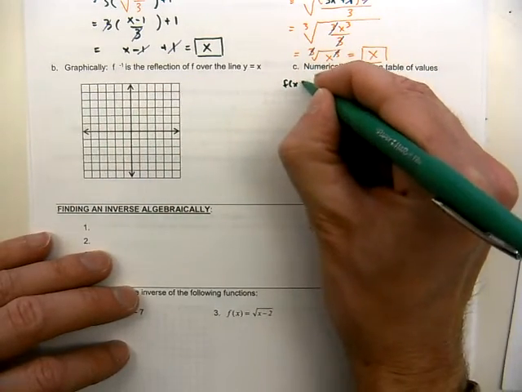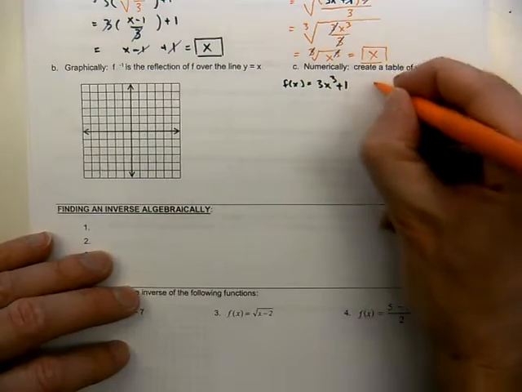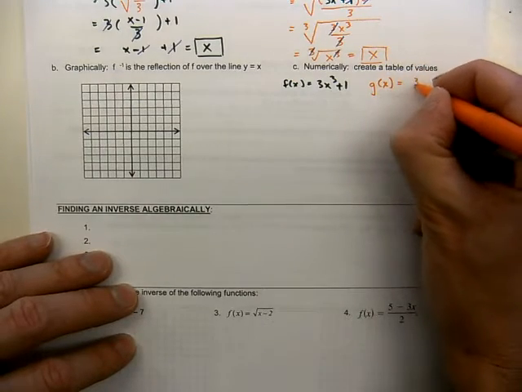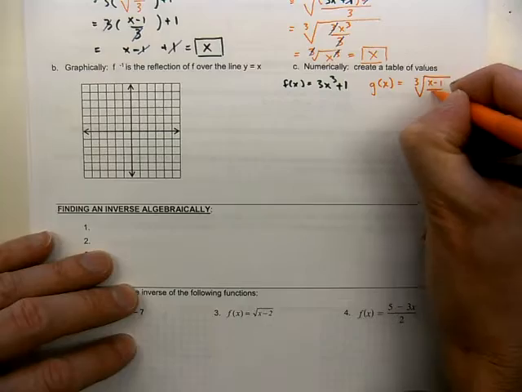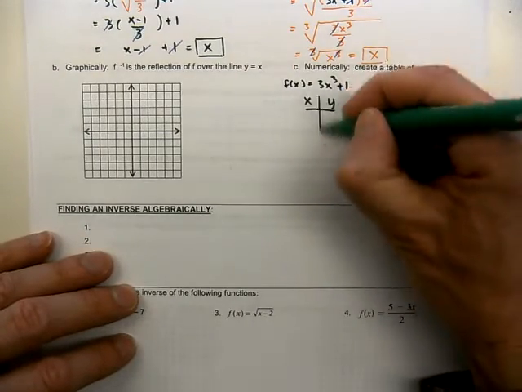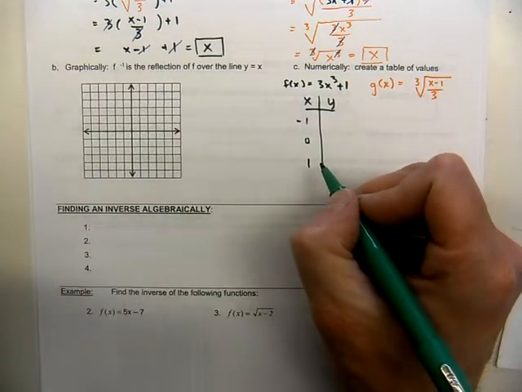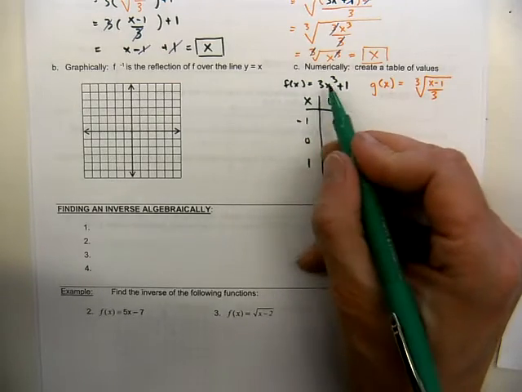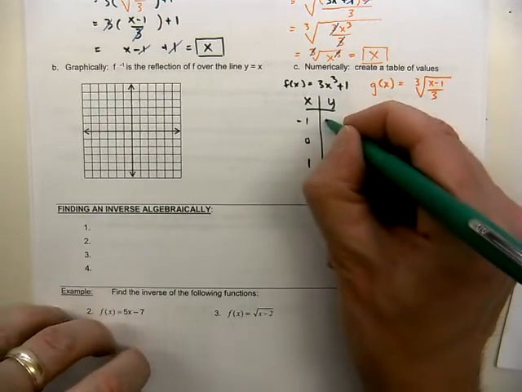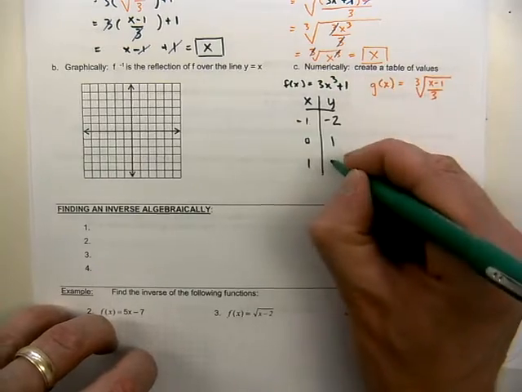So here's my original function. And here's my other function, which we now know is the inverse, but I'll just be consistent and call it g of x. And so let's just pick a few inputs here. Let's plug in -1, 0, and 1. That's really not enough to plot, but we'll kind of work with it. So plugging in a value of -1 for x, we're cubing that, multiplying by 3, adding 1, we get a result of -2. When we plug in 0, we get an output of 1, and when we plug in 1, we get an output of 4.